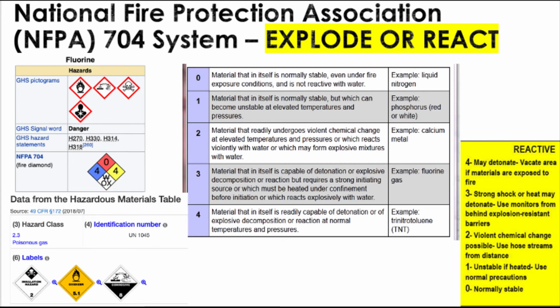So the yellow zone is the one that can really amplify all the other physical characteristics once something is reactive. And so we have number 4, material that in itself is readily capable of detonating or of explosive decomposition or reaction at normal temperatures and pressures. An example would be TNT, and that's why it is shipped wetted, so that it isn't reactive.